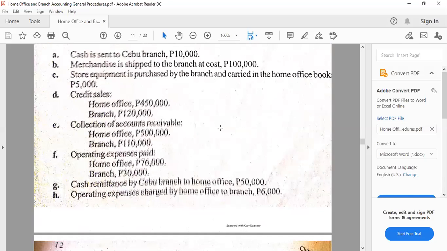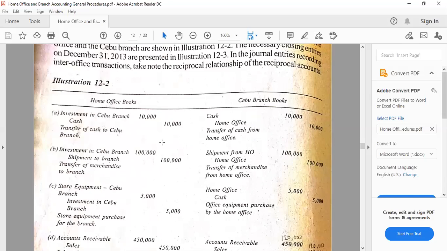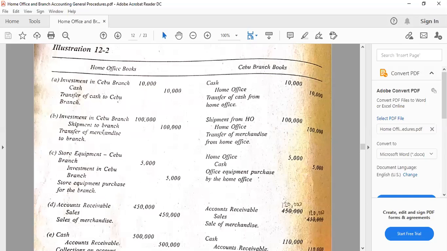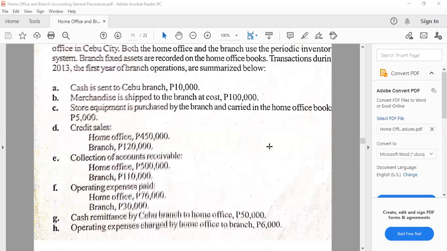Then merchandise is shipped to the branch at cost, 100,000. So investment in Cebu branch 100,000 and credit shipments to branch 100,000. While for the Cebu branch books, that's going to be a debit of shipments from home office at 100,000 respectively. Then credit home office also at 100,000. So you can see or notice the opposites. And for letter B, this is now showing the four reciprocal accounts that we are going to eliminate when we combine financial statements.